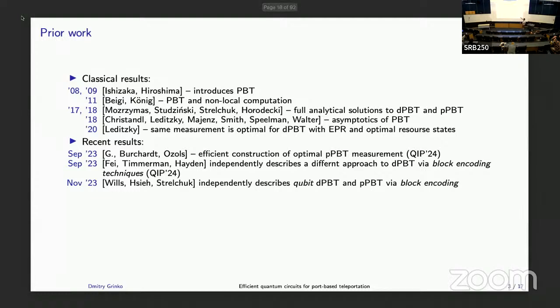Also, independently, there was a paper which focused specifically on all port-based teleportation protocols for qubits, which also uses block encoding, as you have seen. And our current work basically aims to close the gap.